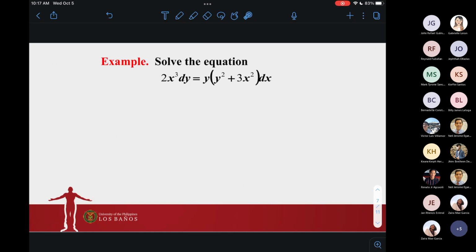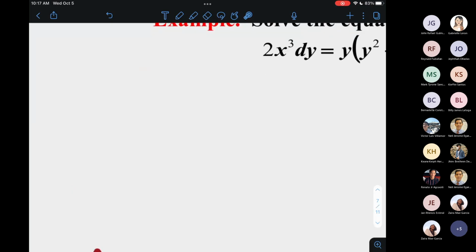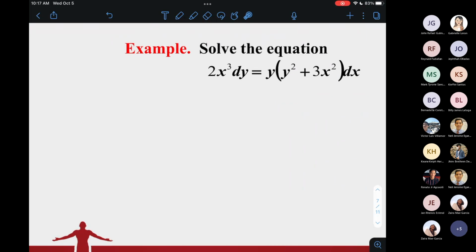2x cubed dy equals y times y squared plus 3x squared dx. So first, let's see if we can write it in standard form, or if not, let's hope that this is Bernoulli in form. Okay? So, kailangan sulat ko siya na dy over dx plus p of x y equals q of x. Kung hindi man, yung right-hand side pwedeng maging q of x times the power of y. Okay? So, first I'll divide both sides by dx.